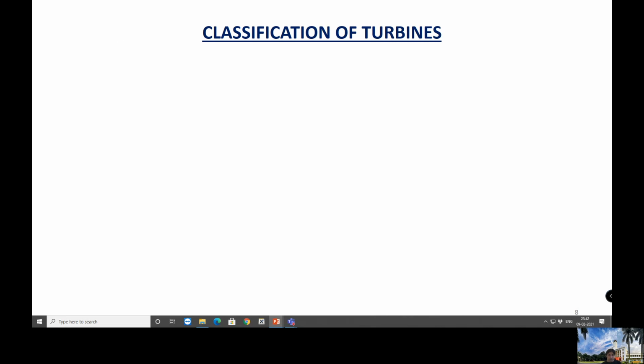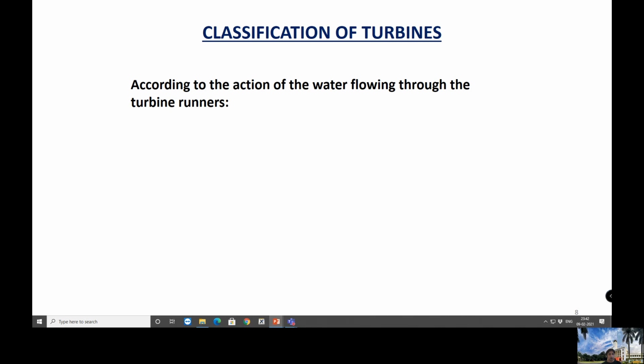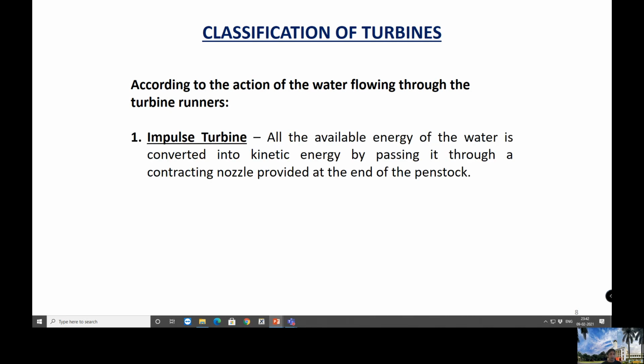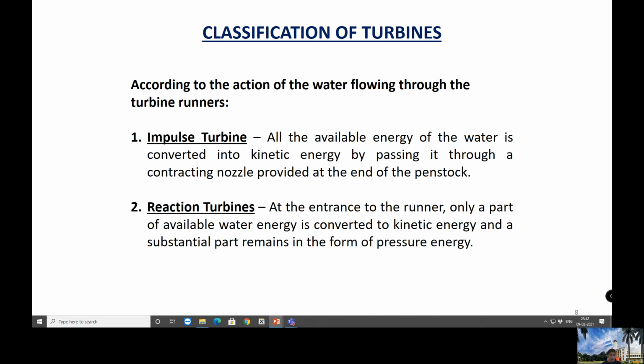Now we know the basics of turbine, why the turbines are used and other things. It's important to know the classification of turbines. According to the action of the water flowing through the turbine runners, there is something called impulse turbine, and the other is reaction turbine. In an impulse turbine, all the available energy of the water is converted into kinetic energy by passing it through a contracting nozzle provided at the end of the penstock.